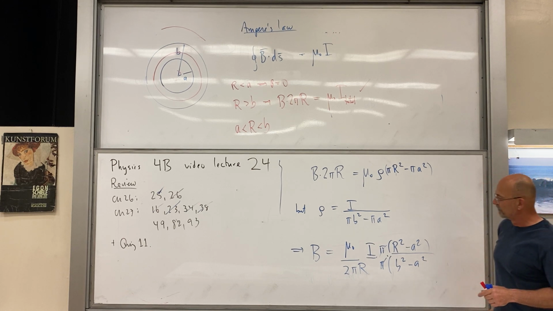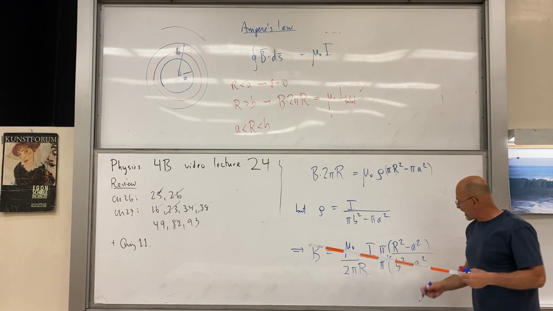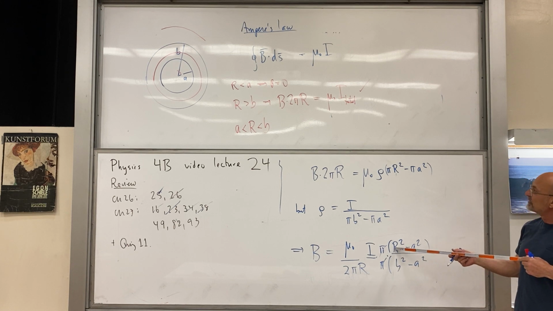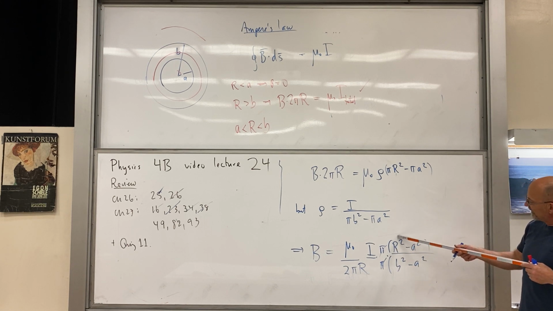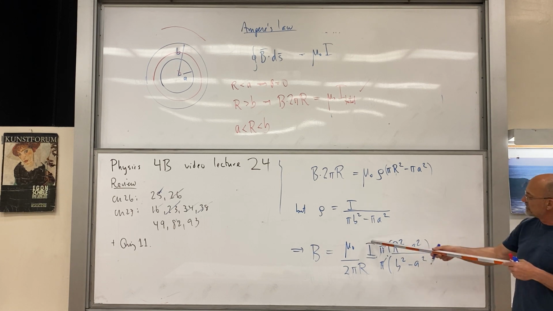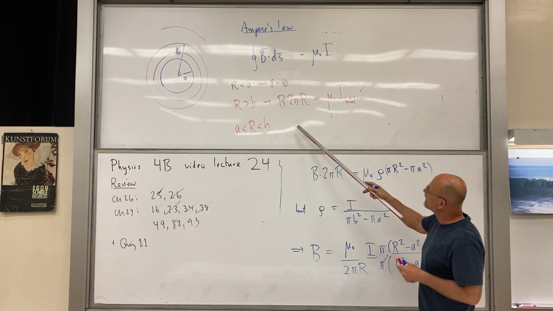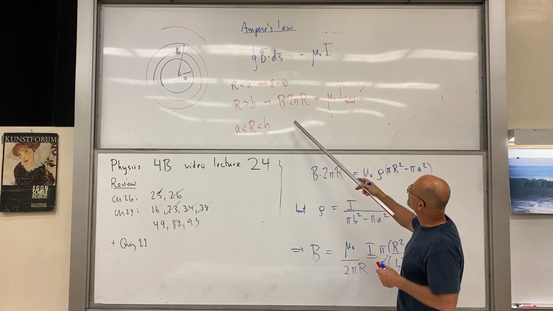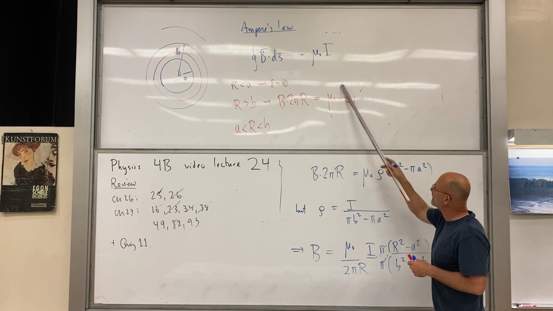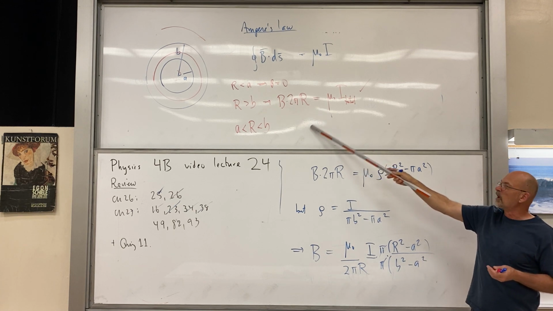Very interesting problem. And when R is equal to B, the B squared minus A squared terms on top and bottom cancel, and you just got mu naught I over 2 pi R, and from then on, you just get that solution all the way on out.